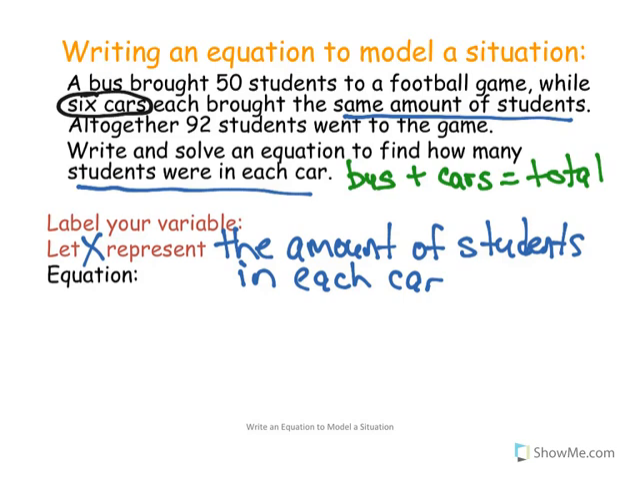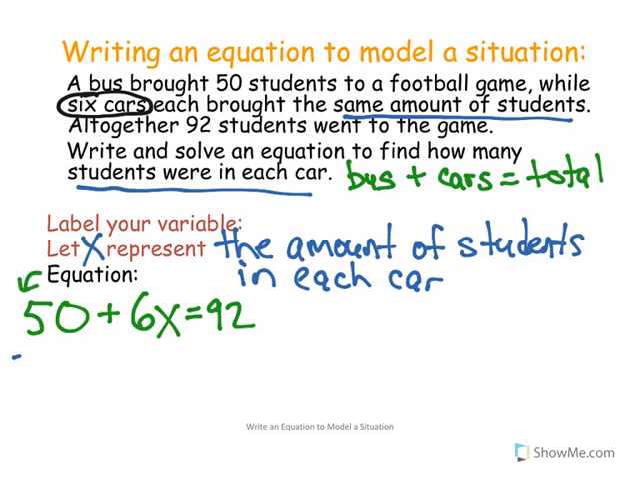Well, we know that one bus had 50 students. So my equation here is I had 50 students on my bus, plus I had 6 cars that each had the same amount of students. And my variable X represents the amount of students in each of those cars, so 6X represents the total number of students that drove in cars, right? Because there were 6 cars, they each had X students, so if it was 10 students per car, it would be 6 times 10. If it's X students per car, it's going to be 6X equals 92. So that's my equation.